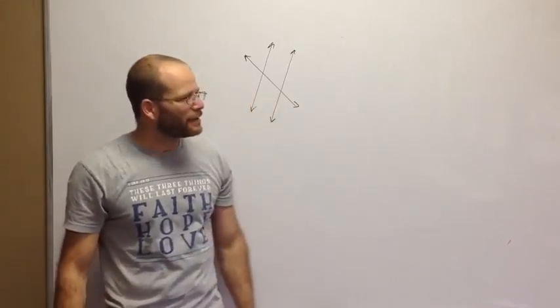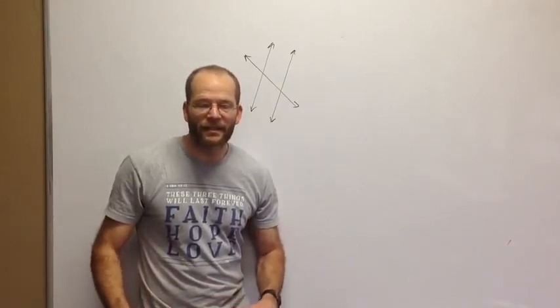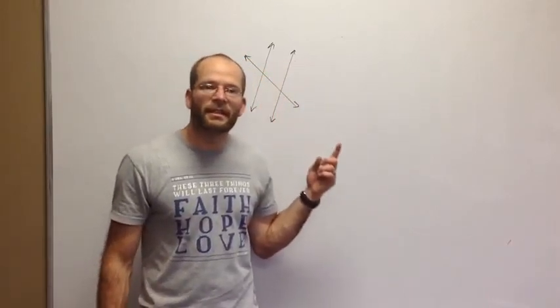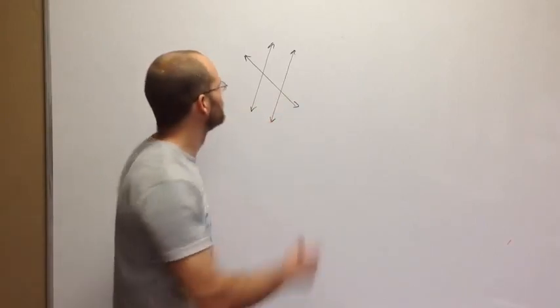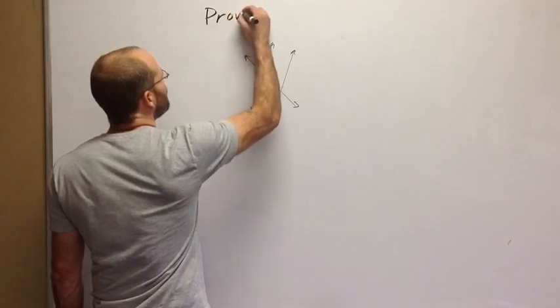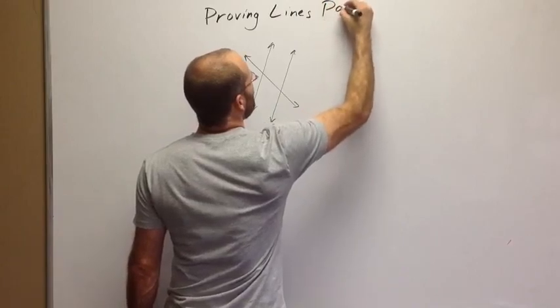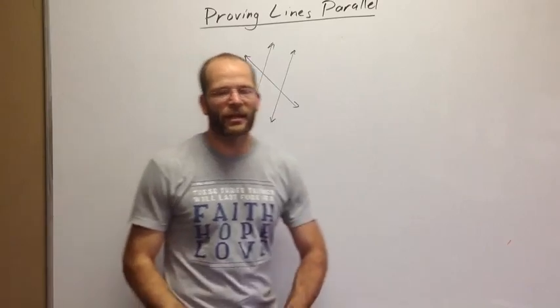For instance, this example. If I don't know these lines are parallel, what conclusions can I draw about the angles? The short answer to that question is none. There are no conclusions I can draw about any of these angles with respect to the rules we've learned in this chapter. So what we want to be able to do then is sort of work backwards and see if we can look at the angles and determine anything about the lines themselves. Can we prove lines parallel? That's what we're going to try to accomplish today.